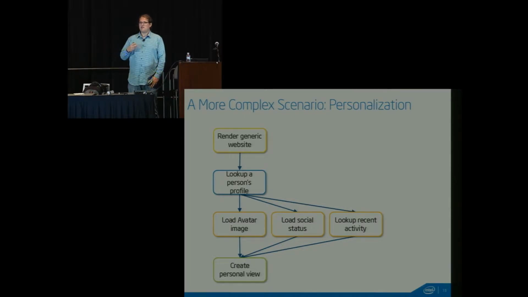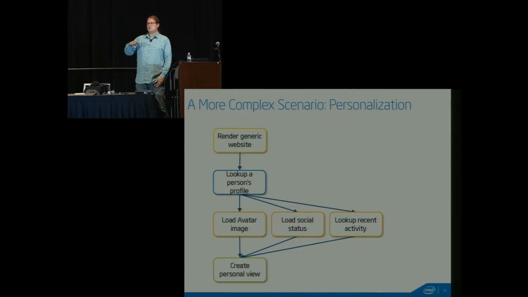You get back the profile from your own server or maybe some third-party server, and then you want to use that profile information to grab some auxiliary information. Like you could load an avatar image. You could load some social status. You could look up some recent activity. Right? Those are further asynchronous callbacks. And eventually, once all these callbacks have completed, you can create the personal view and render the updated web page. I know there's many other ways to do this, but let's stick to this as an example.